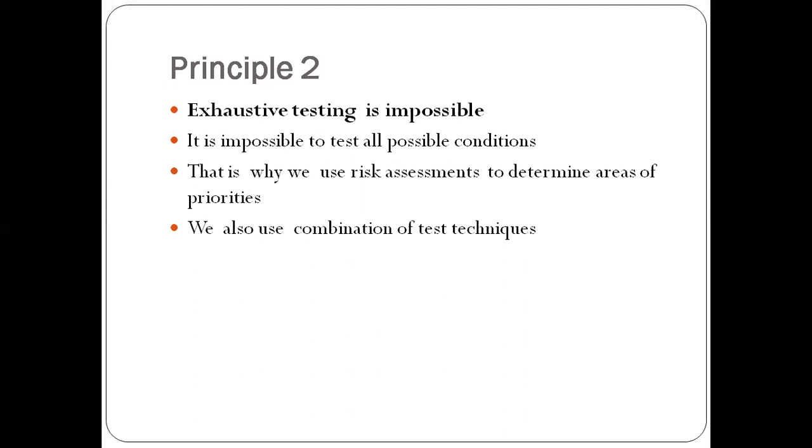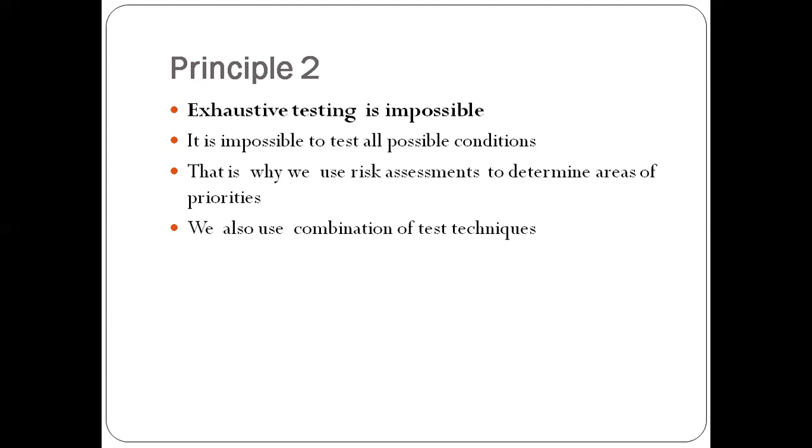All right, principle number 2, exhaustive testing is impossible. It's still tied to the first principle. It is impossible to test all possible conditions. It's what we call test conditions. So it is not possible to cover all test conditions possible. Nobody can say I've tested all the scenarios possible. It's not possible. All right, so that's why we use risk assessment to determine areas of priorities.